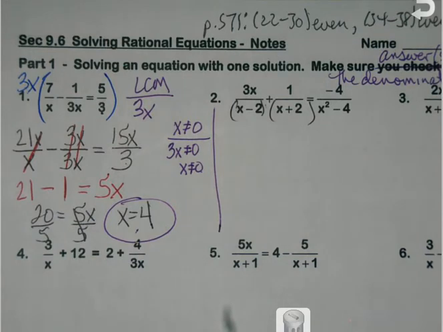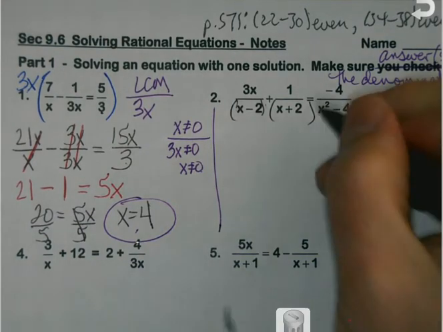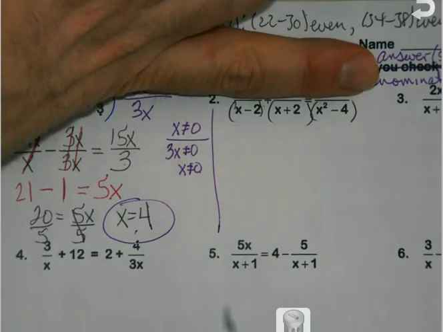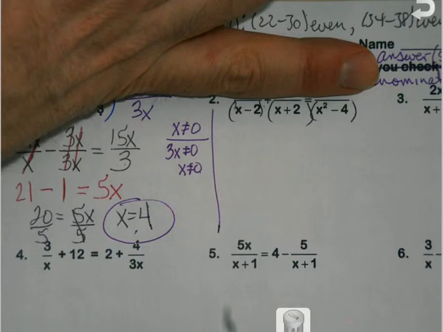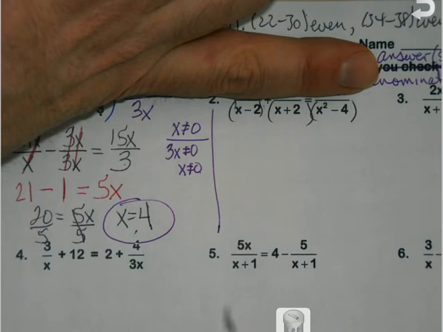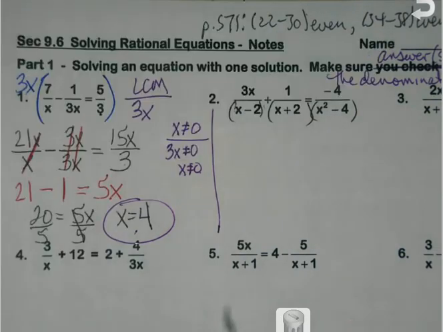So I look and I go, okay, those are parentheses, but wait. I always need to look and see when I'm looking at any denominator, can I factor it at all? Because that's going to help me make sure that my LCM is simpler. Can I factor anything here? Yeah, the x squared minus 4. What's that going to look like factored? Okay, x plus 2, x minus 2.